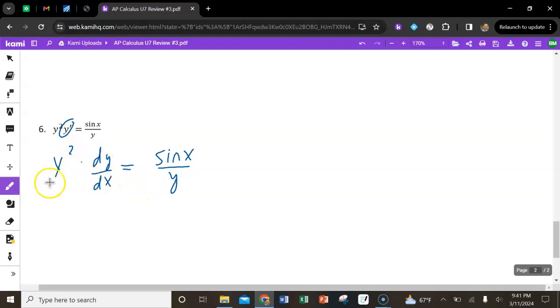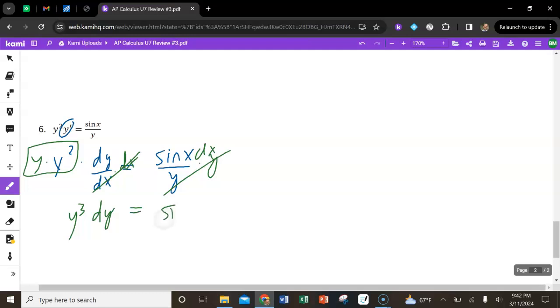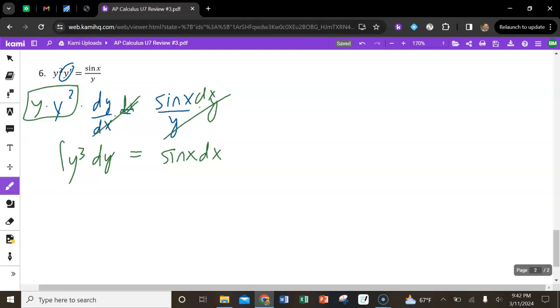That makes sense. What looks like I should do to me is that I should multiply the y to get it over here. And when I do that, that's going to give me y cubed times dy. And at the same time, I'm going to go ahead and multiply the dx over to this side. And that's going to equal sine x dx. At that point, I can integrate both sides because I've got my y's and my x's separated. The integral of y cubed is 1/4 y to the 4th, and the integral of sine x is negative cosine x plus c.